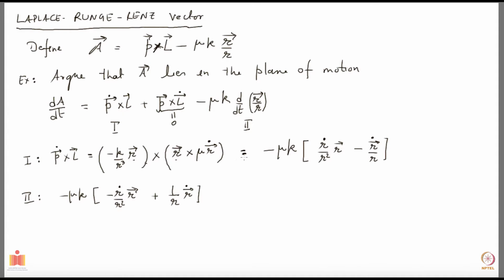Now let's see what the sum of 1 and 2 is. You have minus mu k, which is common in both. So you have r dot over r squared times r vector with a minus sign, and that cancels against this one. And similarly the second one also cancels. So 1 plus 2 is 0, which means dA over dt is also 0, which would imply that A is a conserved vector.